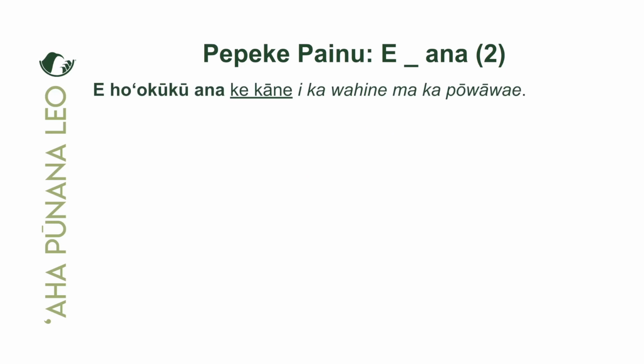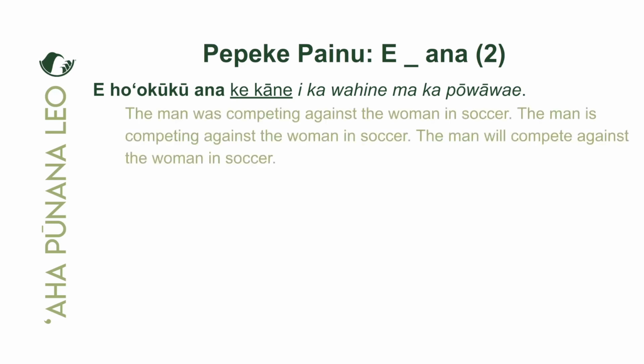E hoʻokūkū ana ke kāne i ka wahine ma ka pō wāwae. Okay, hoʻokūkū is a new word. And then we have ke kāne, right, the man. I ka wahine, the woman. Ma ka pō wāwae, that's a new word. Hoʻokūkū means to compete. Okay, so we have somebody who's competing with a woman in what sport? Ma ka pō wāwae. All right, so we have multiple meanings here.